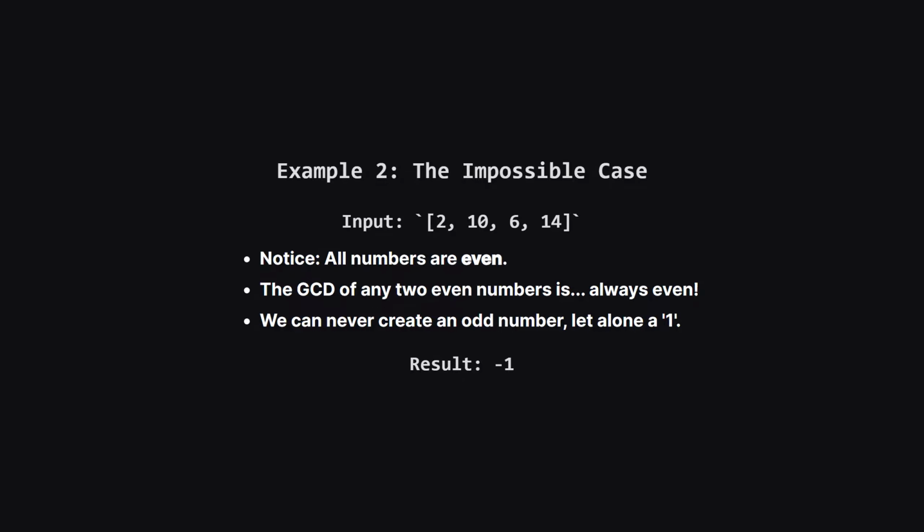Now, let's look at the second example. A list with 2, 10, 6, and 14. Notice anything? They're all even numbers. If you take the GCD of any 2 even numbers, the result will always be an even number. It's impossible to ever get an odd number, let alone the number 1. So in this case, the task is impossible, and we should return -1.